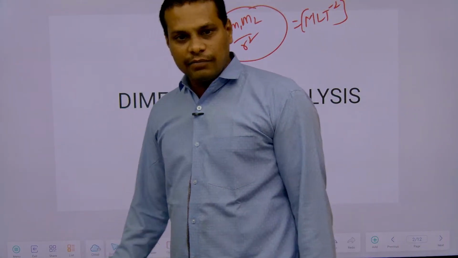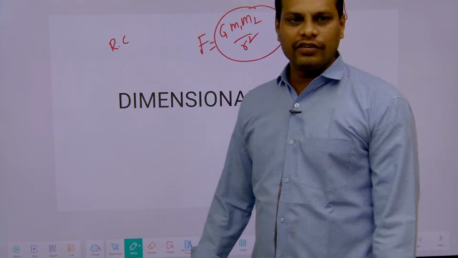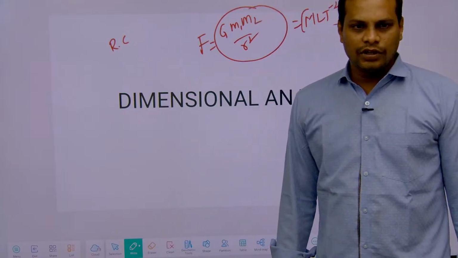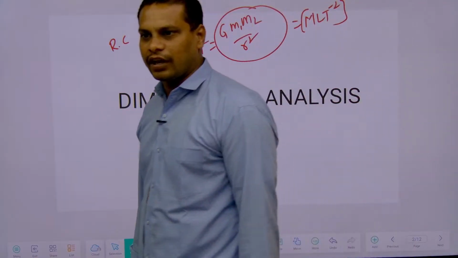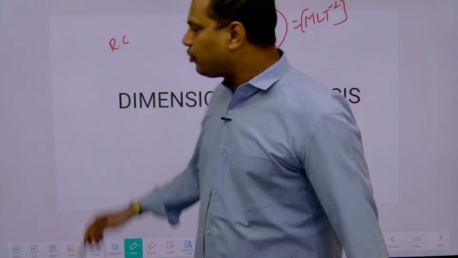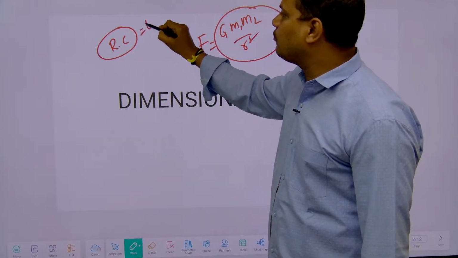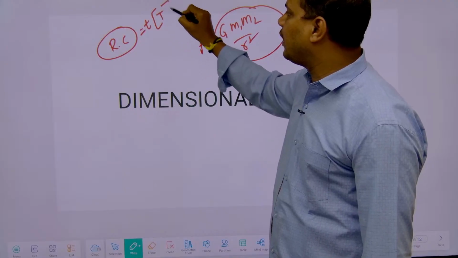Force. In some cases, we will get some values like R into C, where R is resistance and C is capacitance. Here we will study this as a time constant, if you remember. So in order to explain this RC concept easily, we can represent it with the time constant T, which is represented with the dimensional formula T.